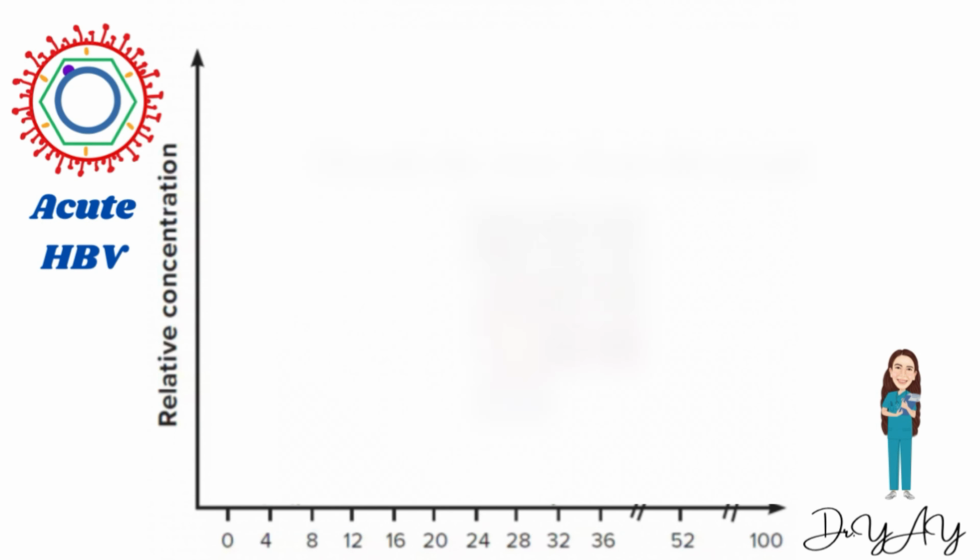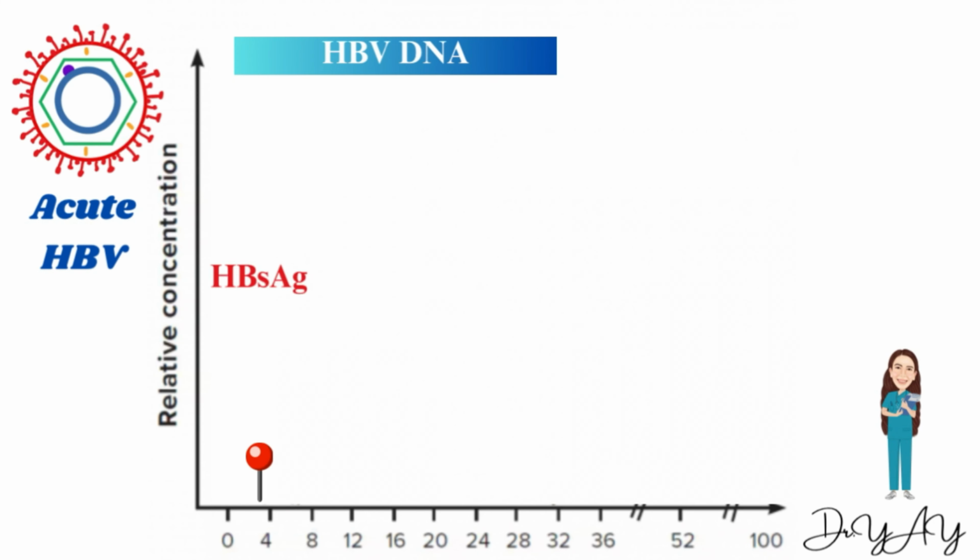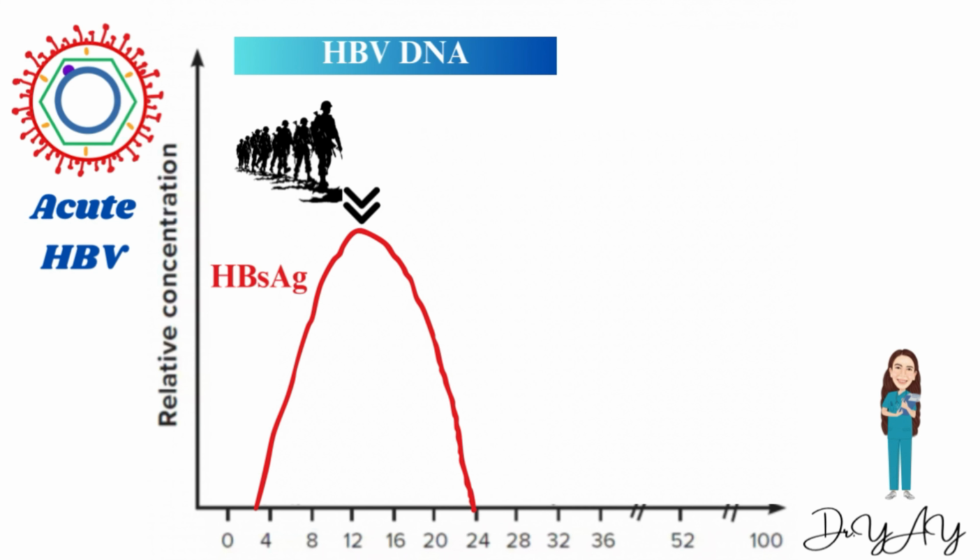At the start of the infection, we can detect the viral DNA since the virus is replicating. And then we can see the hepatitis B surface antigen rising around 4 weeks from exposure to the virus. This is the first clear marker announcing the viral presence. But around 12 to 16 weeks, we can see that it starts to decline as the immune system responds.